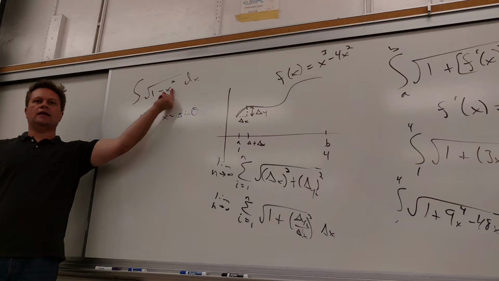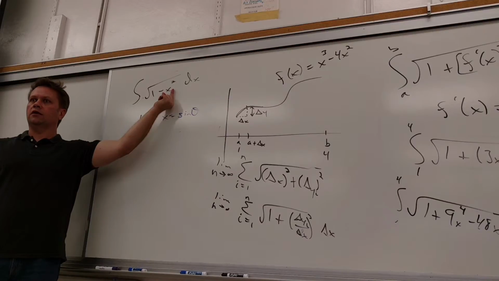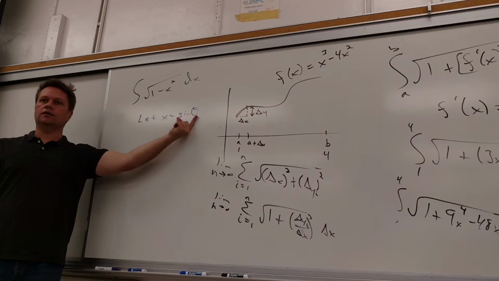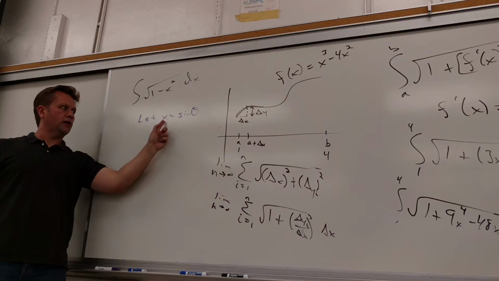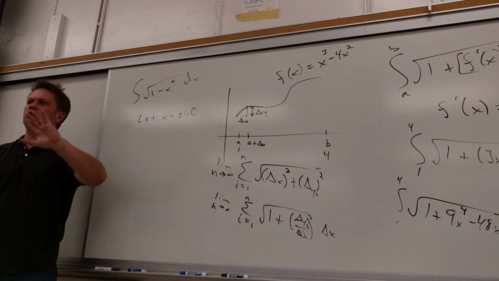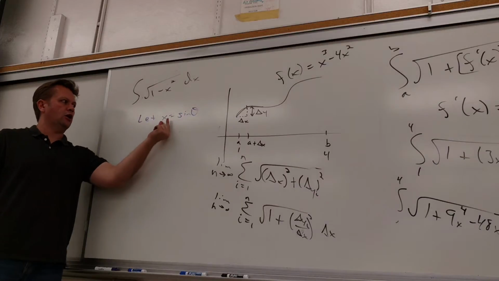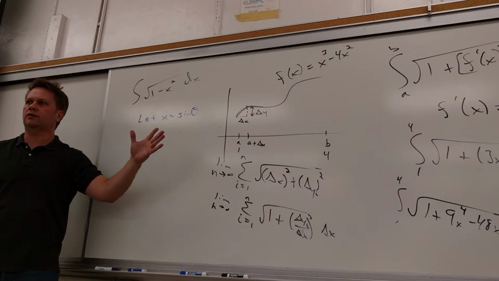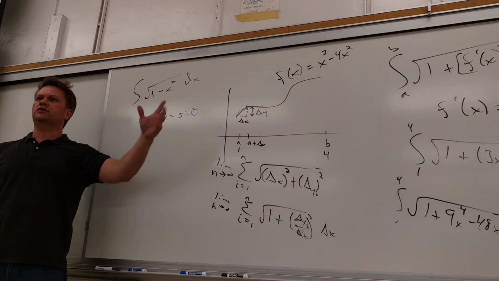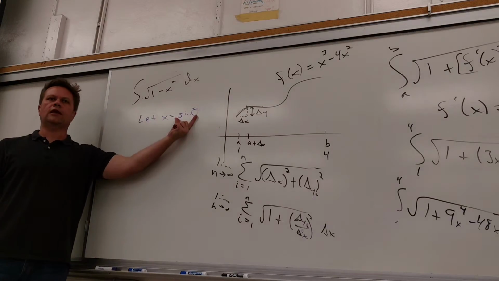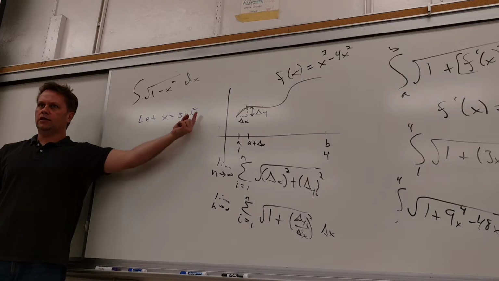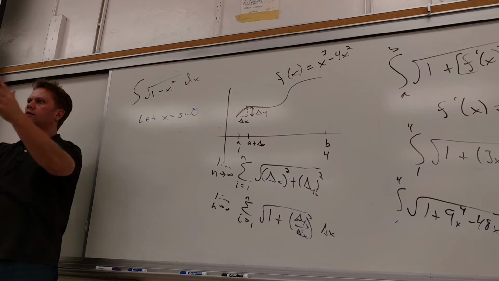What's the biggest x could be? 1. What's the smallest it could be? Negative 1. Isn't that what sine does? So letting x be sine theta is not changing anything. I'm just changing the symbol. I don't want to use the symbol x to represent this thing I don't know. I want to use the symbol sine theta. It's just a variable, right? Sine theta is a variable. As theta changes, sine theta changes.